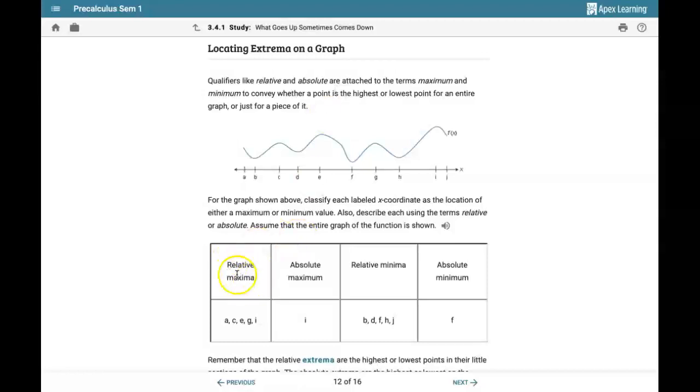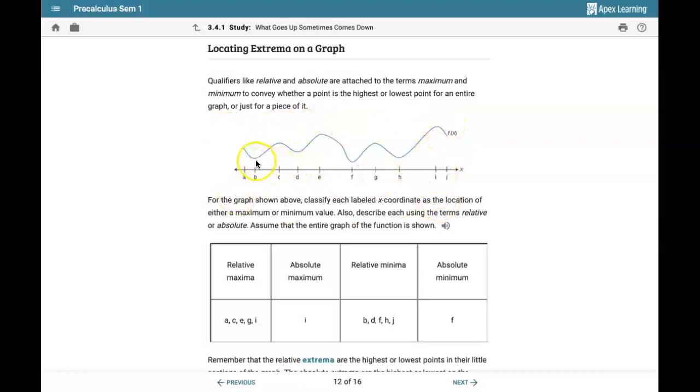So for example, if we look at relative maximum, that's any point that you see kind of as a peak. So I've got a point at A, C, E, G, and I. Okay, that's a relative maximum. All those are little tiny hills or peaks, right? But the absolute maximum, the highest point on this entire graph, is right here at letter I.